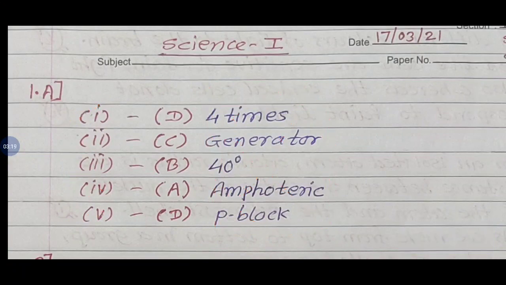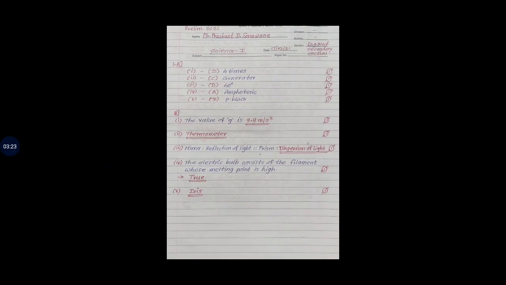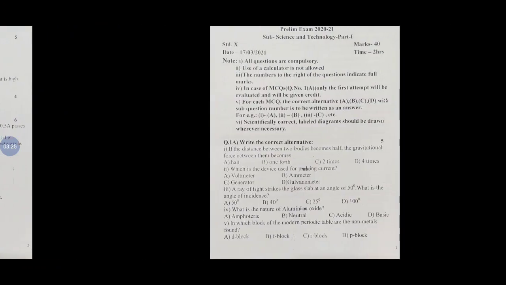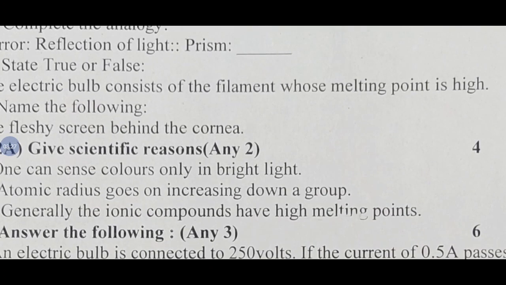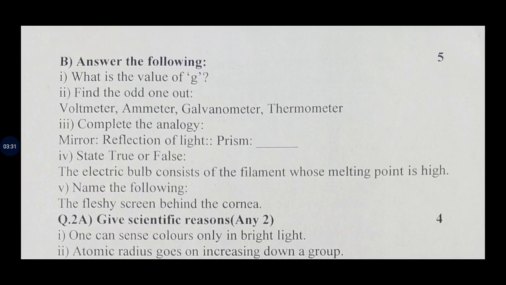Next. Now the next question is given. First B is also for 5 marks. Answer the following. Any type of objective is asked there. First one, what is the value of small g, that is acceleration due to gravity? Find the odd one out. 4 options are given. No need to write the reason here.